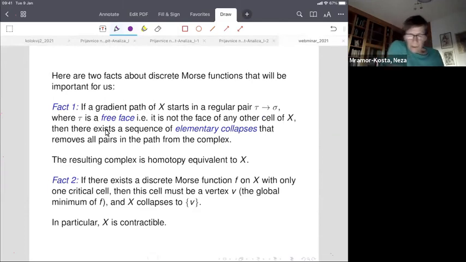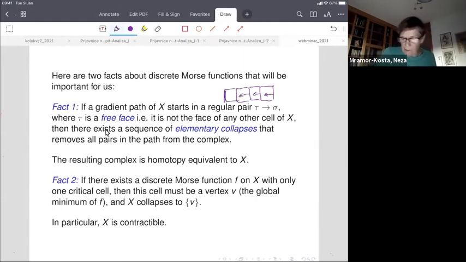Okay, so here too, I'm of course skipping a lot of really basic stuff about discrete Morse functions, because there's no time to go into everything. But here are two facts which will be important for us later on. One of them is that if you have a gradient path of x which starts in a regular pair, going down like this, and then it goes on, and so on, and then maybe it ends in a critical edge, or maybe not, it doesn't really matter.